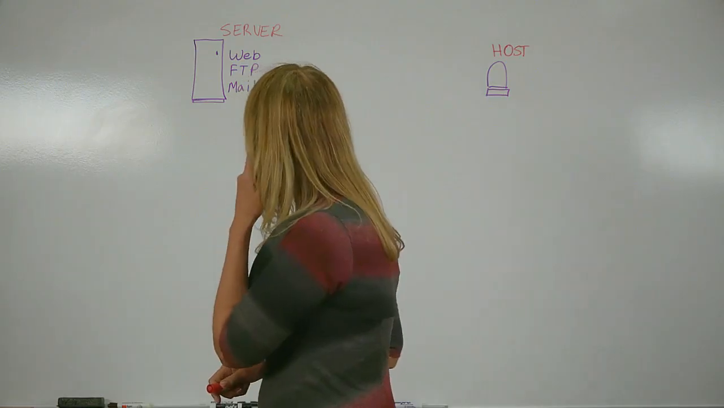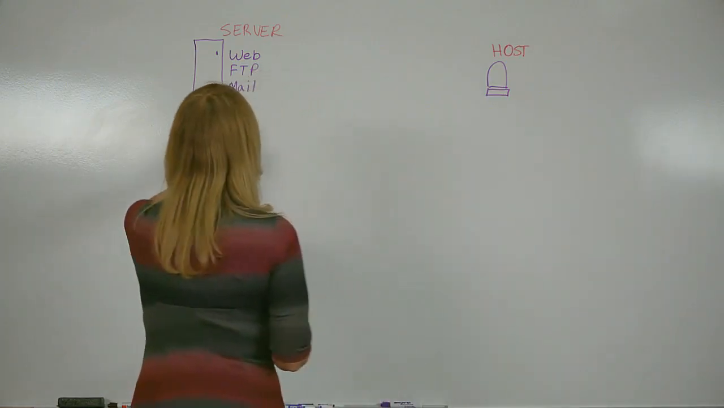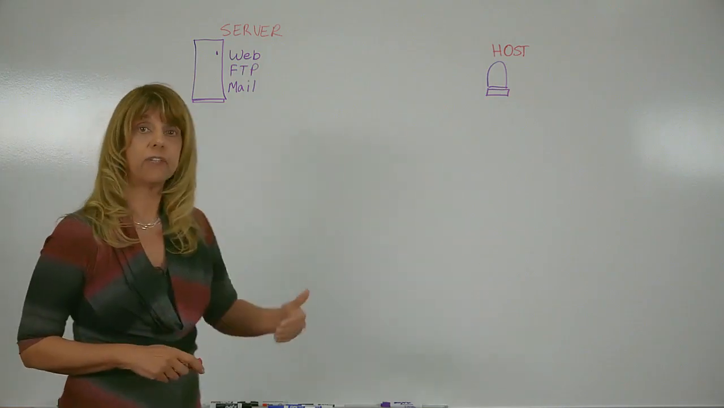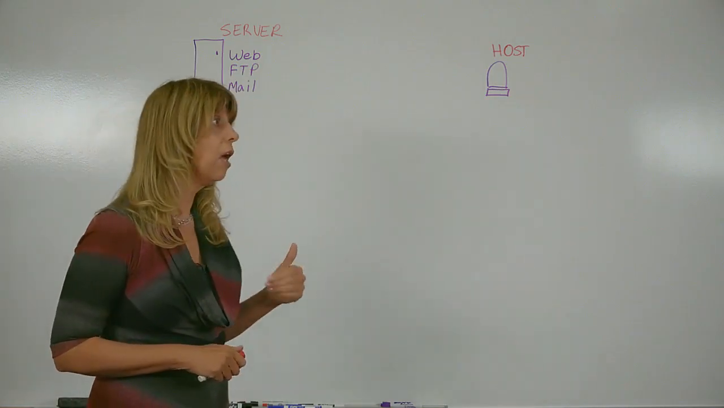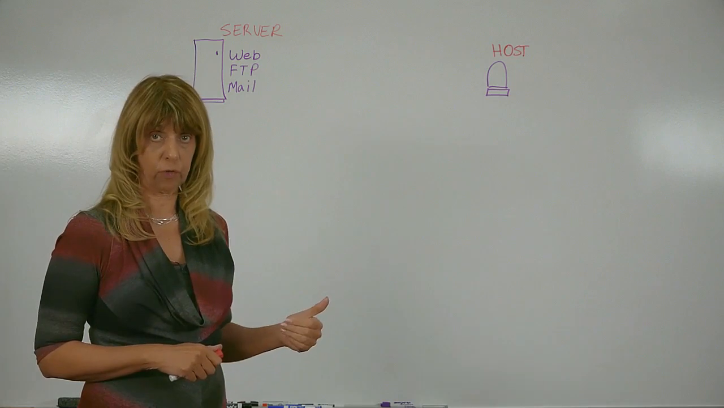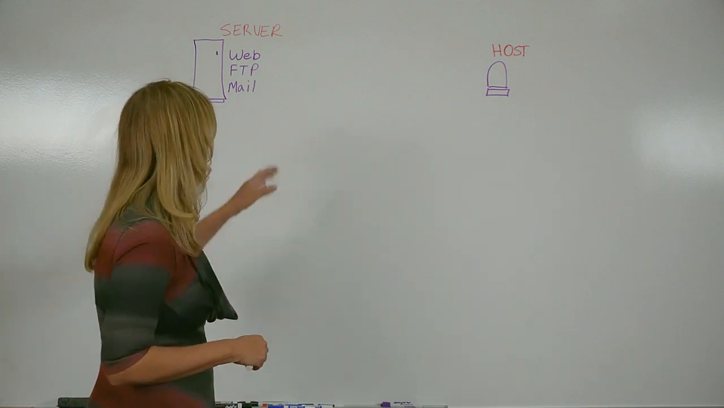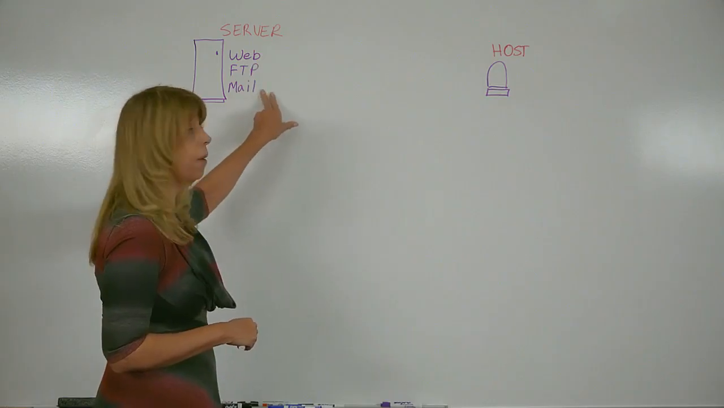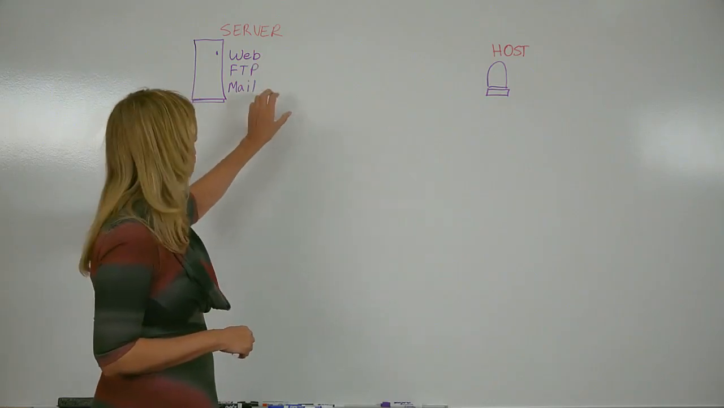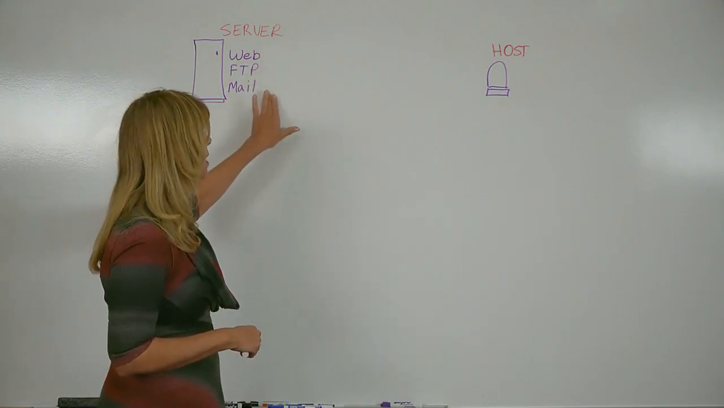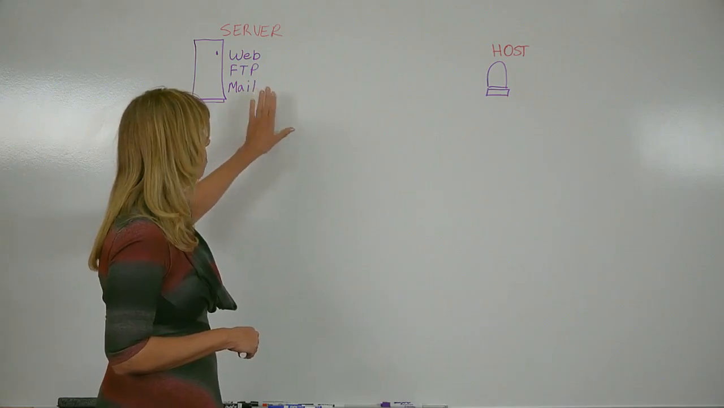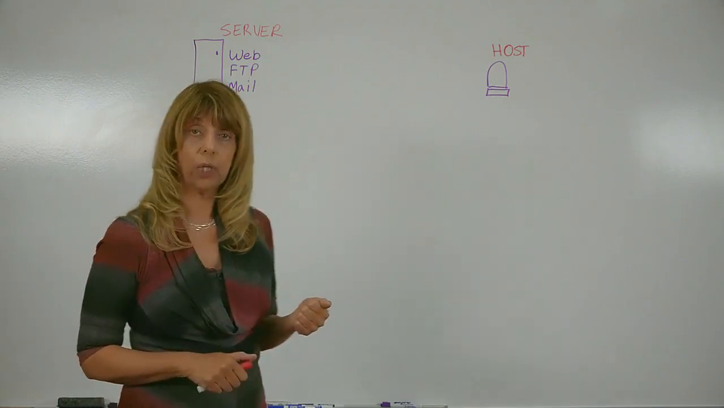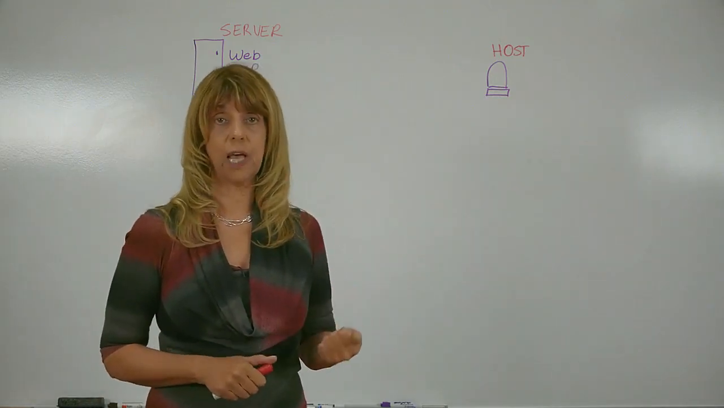All right, so let's talk about setting up a server. When we set up a server to provide services over the network, we load applications on that server. For example, a web server application, an FTP application, or a mail transport application. When we set up these services, a port is assigned to them, a transport layer port to the service itself.